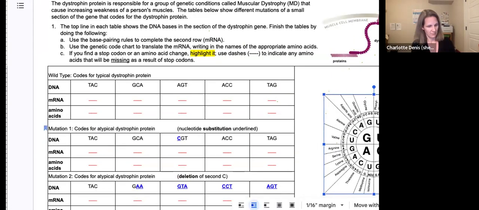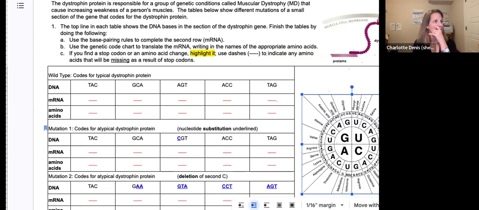Oops. Control Z. Let me pull this so you can see that properly.